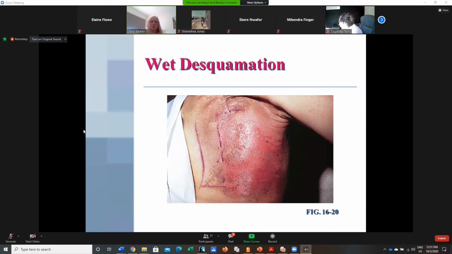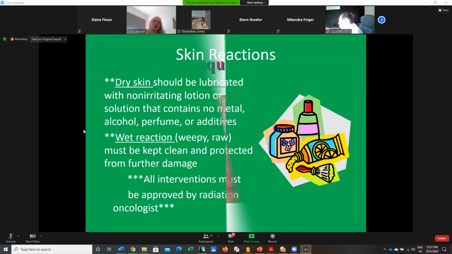Some of them die immediately, and some of them will die later. And so even after they finish their radiation treatment, for a few weeks it could even get worse. And so certainly they need to go back to the doctor and see what they might need to do, maybe use something different to help it to heal. So here are skin reactions.